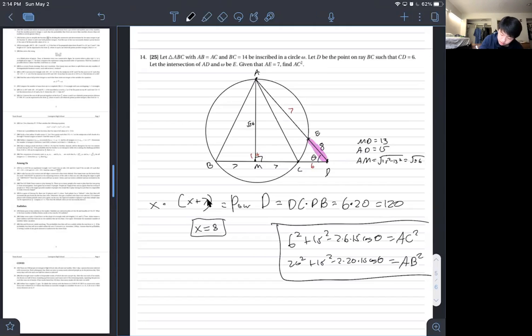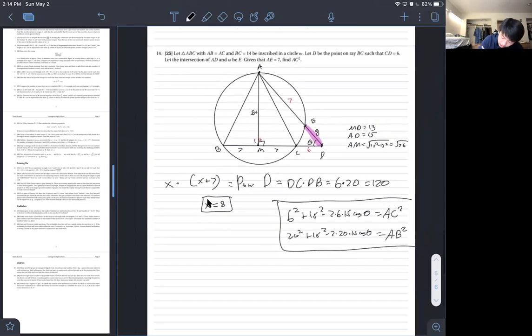And now we can find AC squared. We finish by saying AC squared equals AM squared plus MC squared, which equals 56 plus MC squared. It's kind of random that appeared. MC squared equals 7 squared. So this is 56 plus 49, which equals 105.